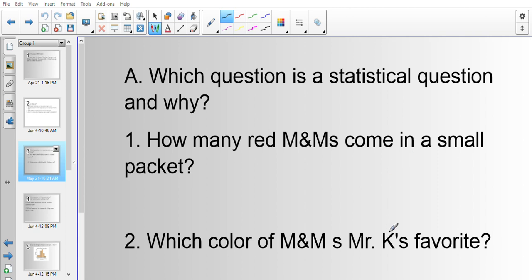Well, the first one is a statistical question because it can be answered by collecting data that is variable, or collecting a number of different data points. Just simply asking somebody what their opinion is on the favorite color of M&M is not a statistical question.